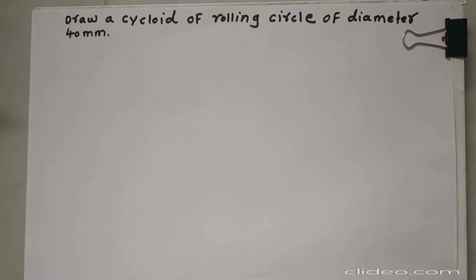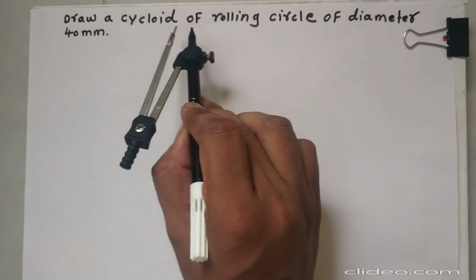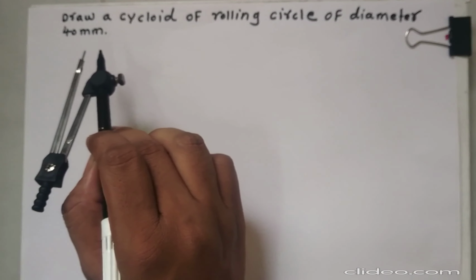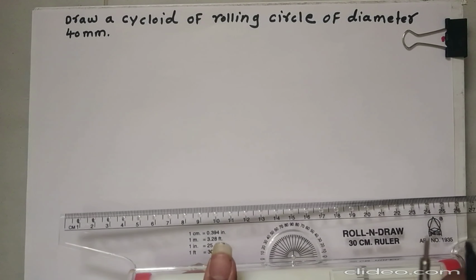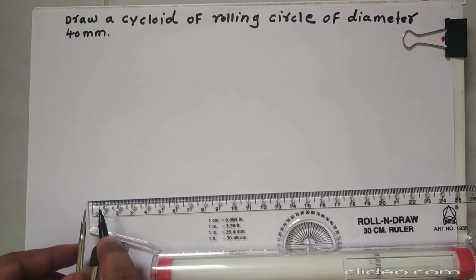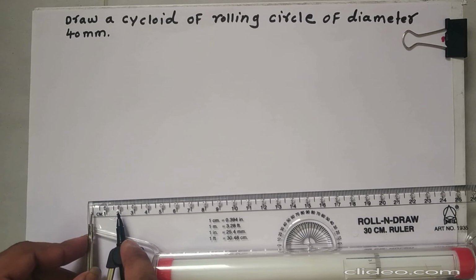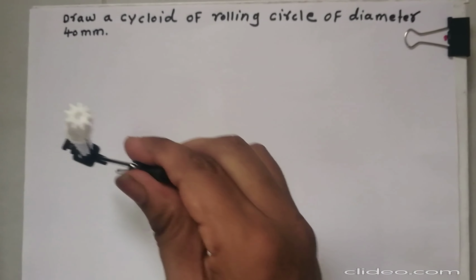In this lecture we are going to construct a cycloid. I will read the problem statement: draw a cycloid of a rolling circle whose diameter is 40 mm. Initially you need to take the radius as 20 mm, because the diameter is given as 40 mm. Take the radius 20 mm and draw one circle.